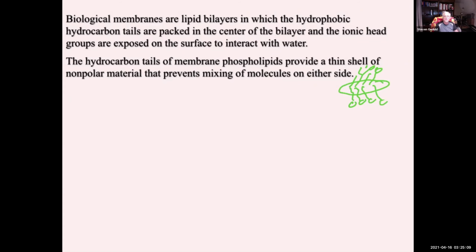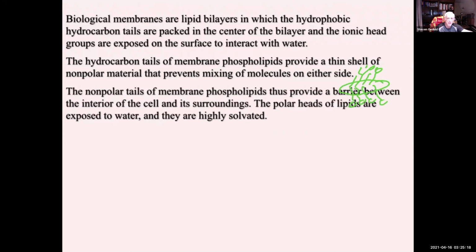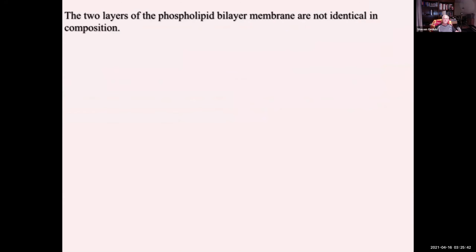The hydrocarbon tails of membrane phospholipids provide a thin shell of non-polar material that prevents mixing of molecules on either side. It prevents molecules from moving. It's a membrane. The non-polar tails of the membrane phospholipids provide a barrier between the interior of the cell and its surroundings. The polar heads of lipids are exposed to water. They're very polar. They're soluble because they're hydrophilic, and they're very highly solvated. They interact with the molecules and dissolve within the polar solvent.